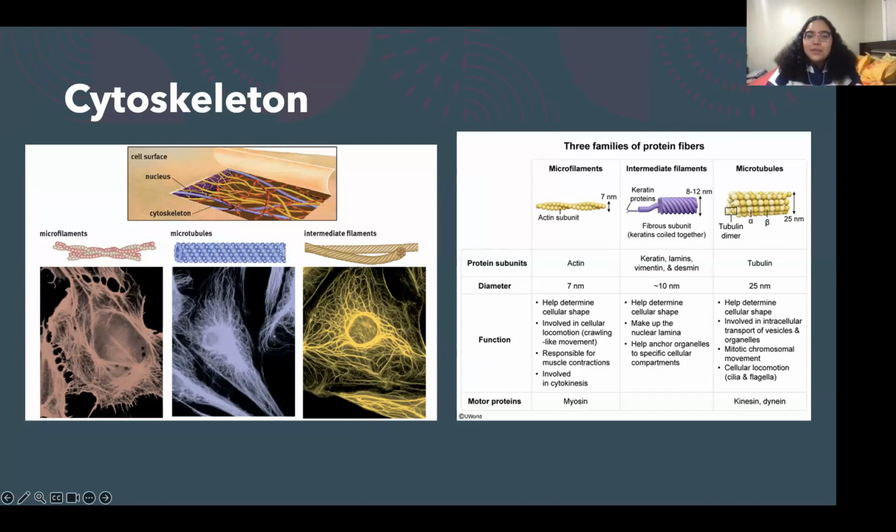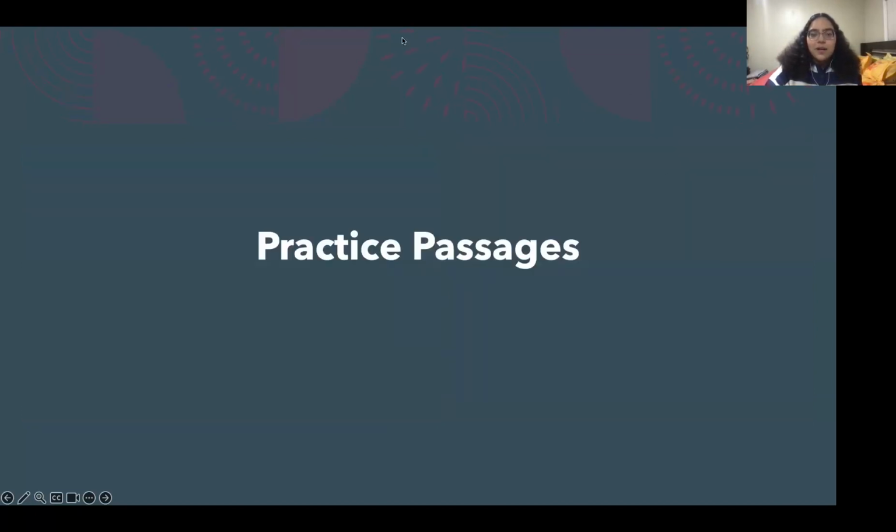Know the difference between the three, what they help with, and how motor proteins work. For microfilaments, that's myosin, and for microtubules, there's kinesin and dynein. Know how those work and how things are transported along them. You don't really think about it when you think organelles, but the cytoskeleton is very important to know as well. I'll pause if anyone has any questions at this point. Otherwise, we can get into the practice passages.